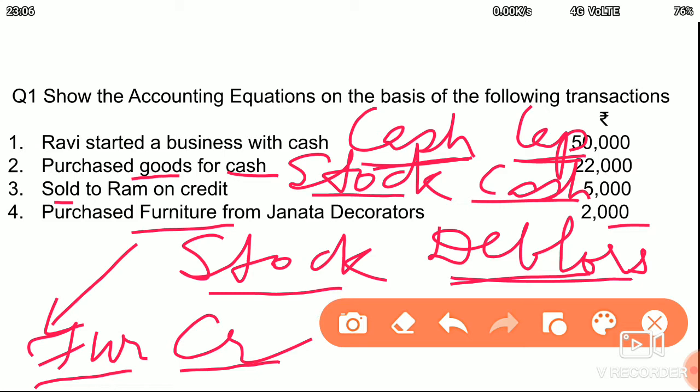Furniture comes into the business, so furniture will increase. On the other hand, Janata Decorators is the creditor, so creditors also will increase because the business has not paid for the purchase of furniture. So the creditors or the liability will increase. So the two accounts in this case will be the furniture account and the creditors account, and we write these two accounts just next to the transaction or on top of the transaction with the help of a pencil.